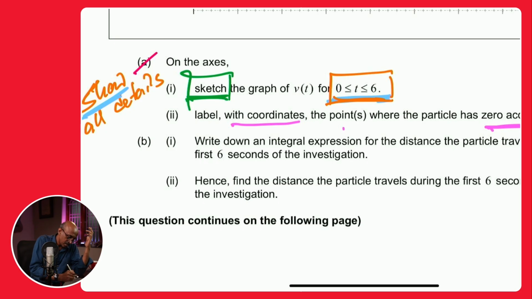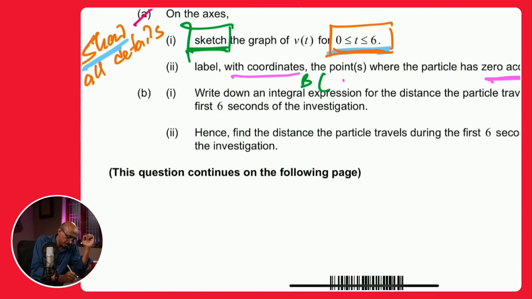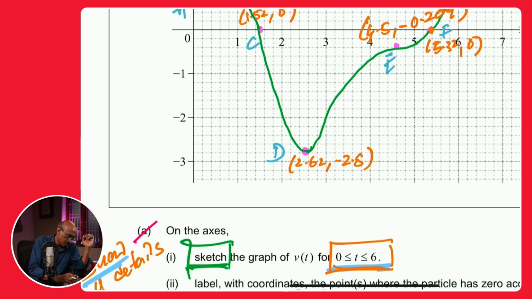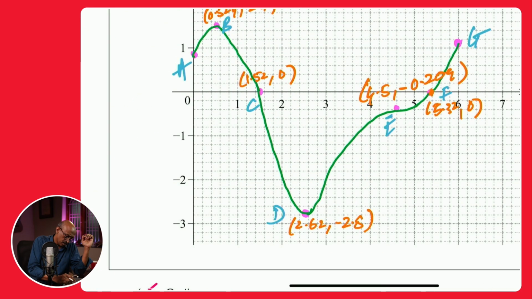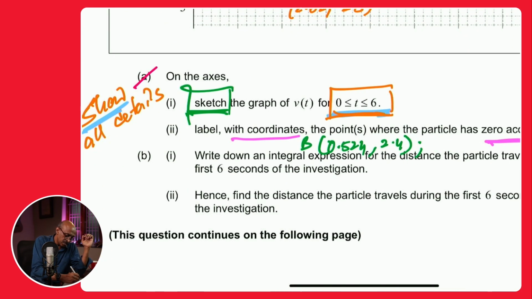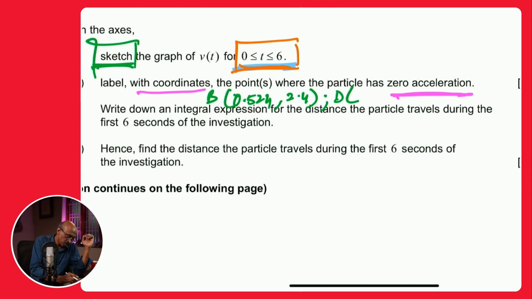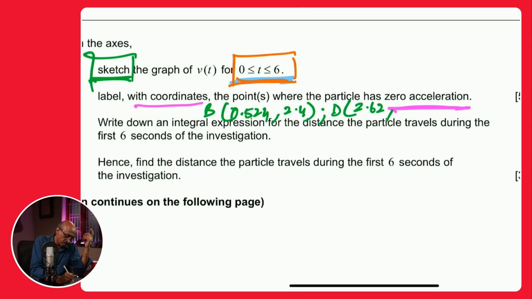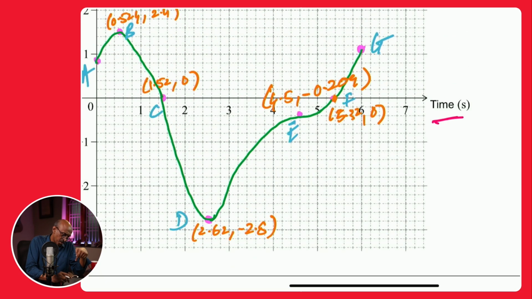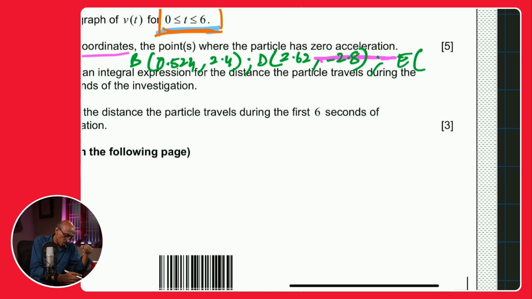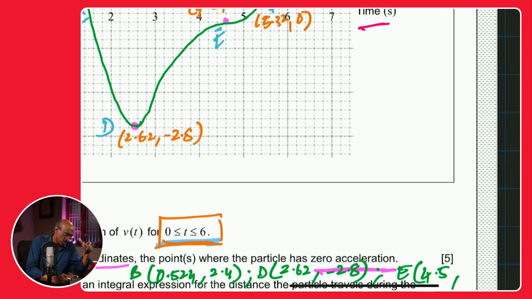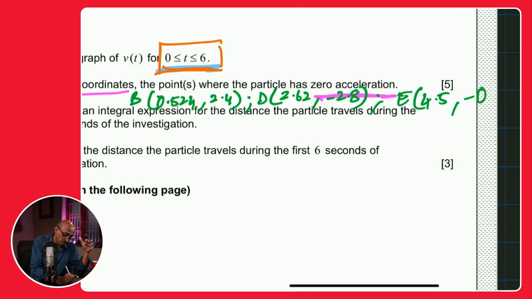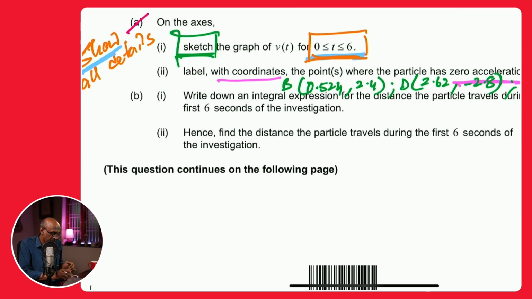So you can then write down that it's B, the way you've labeled, okay? So B with coordinates, what was that? 0.524, comma 2.4, D with coordinates 2.62, comma negative 2.8, I believe, and then the point E with coordinates 4.5, the one we just saw, comma negative 0.209. Okay, that's good enough. All right, part B.